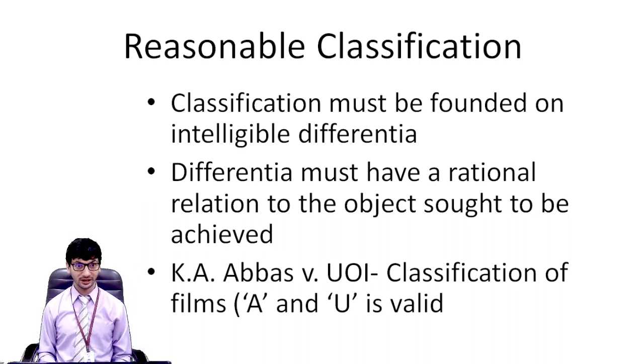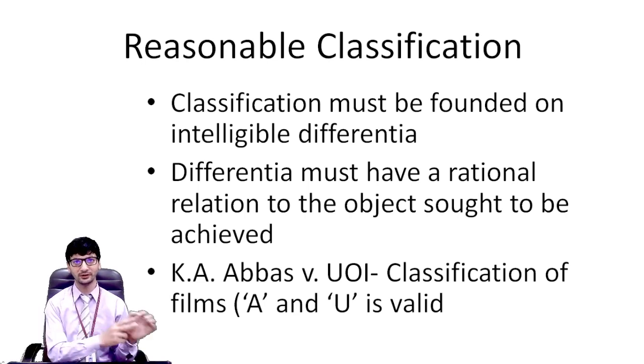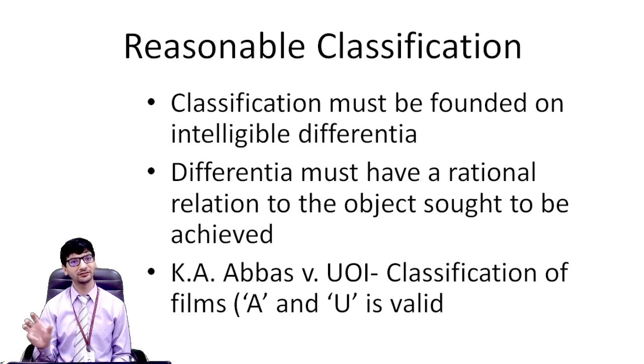Okay, we come to reasonable classification. We've talked about these three elements. One is person, which has been mentioned under Article 14, and it makes it a personal right. Second is equality before law. Equality before law means equality among equals, though a negative concept. And third is equal protection of laws. That means the state guarantees that the laws are going to be treated in an equal manner. That is your positive concept. We come to reasonable classification now.